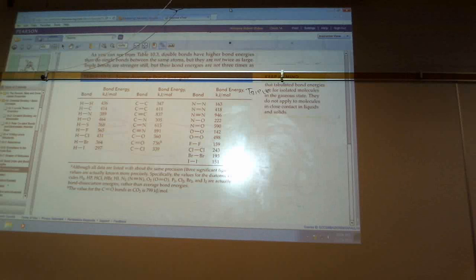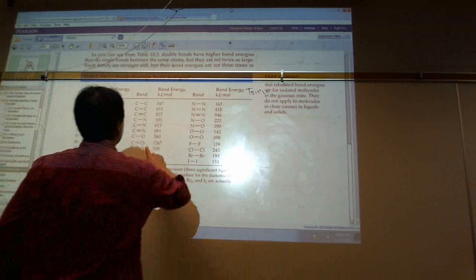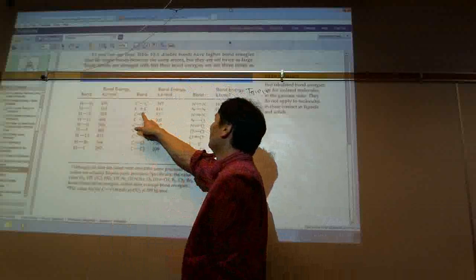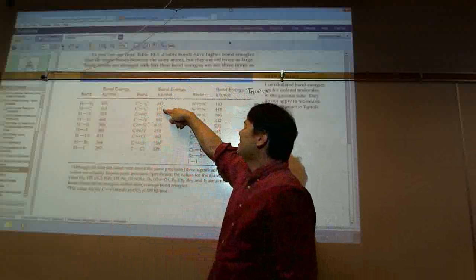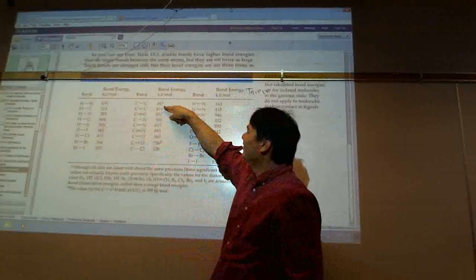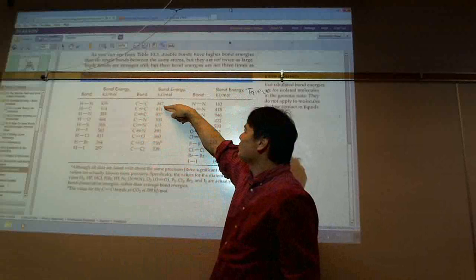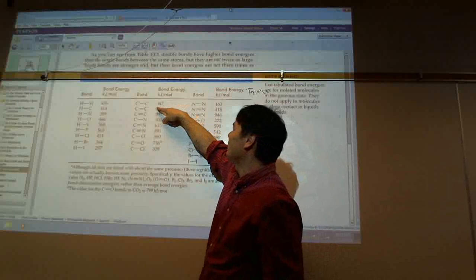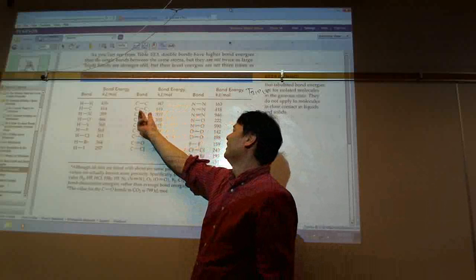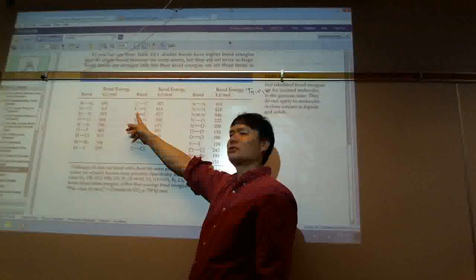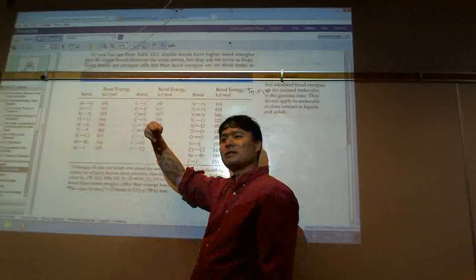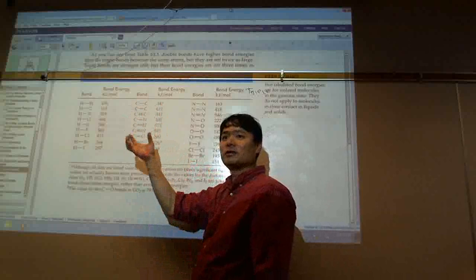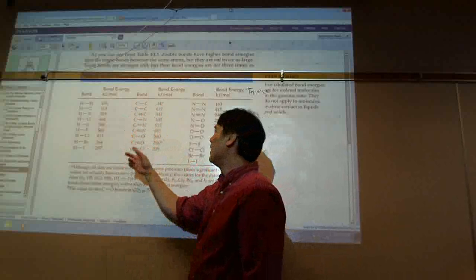Well, let's take a look at the bond energies here. For single bond, 347. For double bond, did it double? Almost, but not quite. For triple bond, did it triple? No. When you're adding a pi bond here, it's not really going to double. If it were another sigma bond, like 2 sigma bonds, then yeah, you'd expect it to be quite a bit stronger.